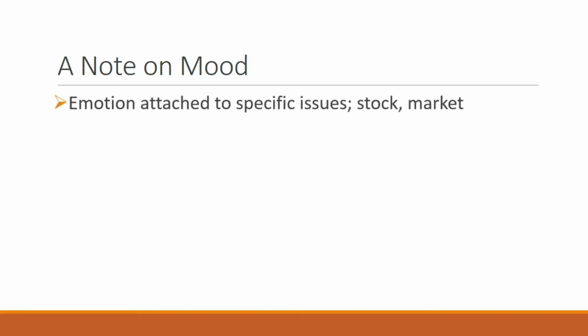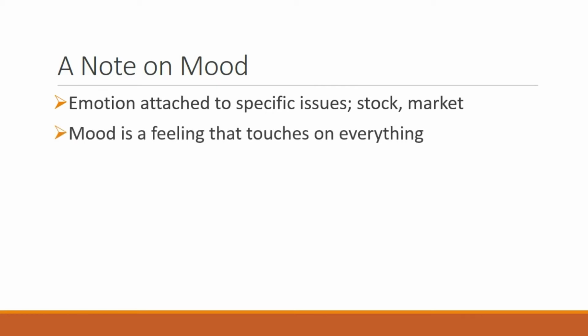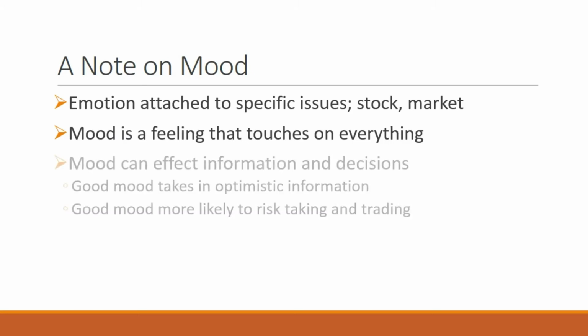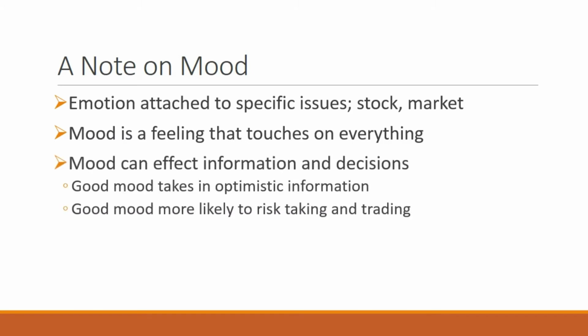And then finally, a note on mood. We talk a lot about emotions. Emotions are attached to specific issues. So for example, we like a stock or we dislike the market at a certain point. A mood is different. Mood is a general feeling that touches on everything. A mood can affect information and the way we take in information, and it could certainly affect decisions, including investment decisions. For example, when we're in a good mood, we're more likely to take in optimistic information about a stock, say, or about the market. And in a good mood, we're also more likely to engage in risk-taking behavior and in over-trading.